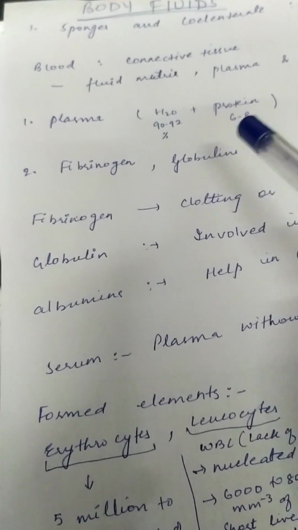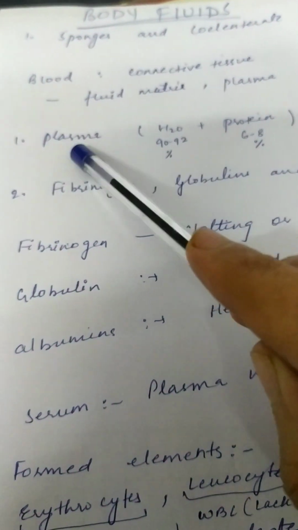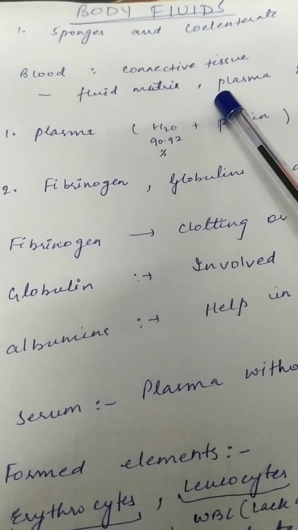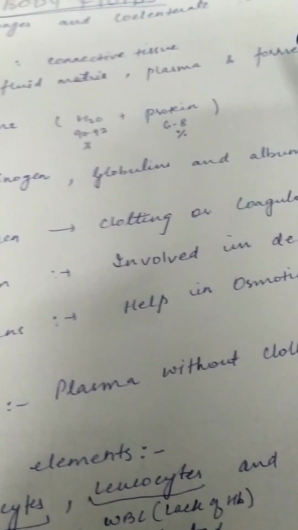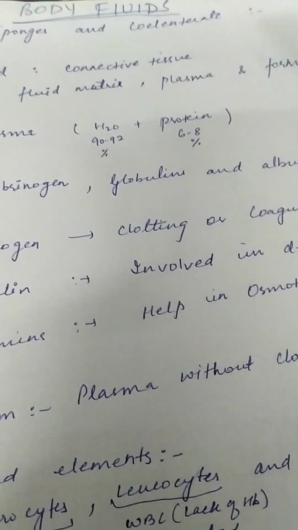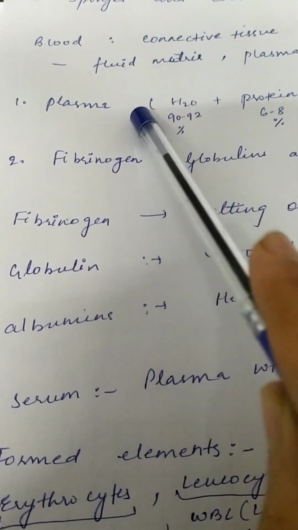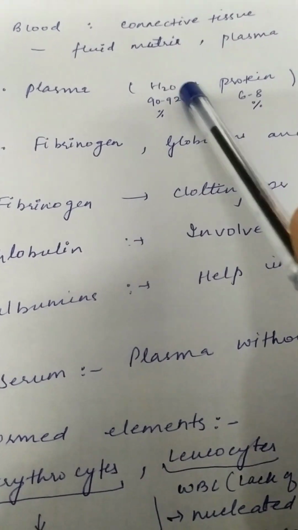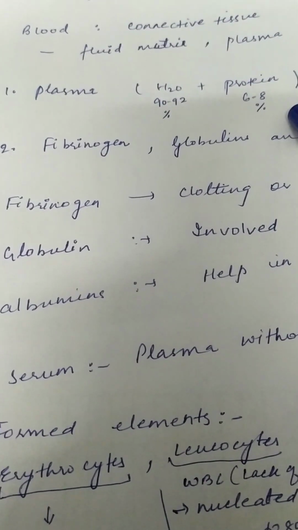Today I'm going to discuss a very important topic, that is your blood. So we all know that blood is your connective tissue and its composition is your fluid matrix, plasma, and formed elements. Plasma will contain water and protein. Water content is about 90 to 92% and protein 6 to 8%.